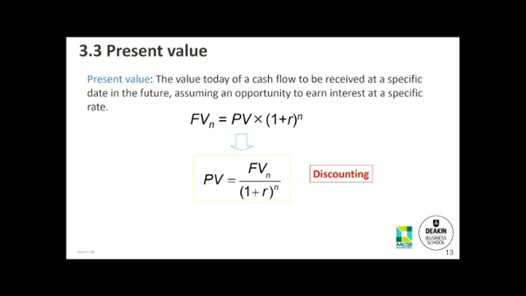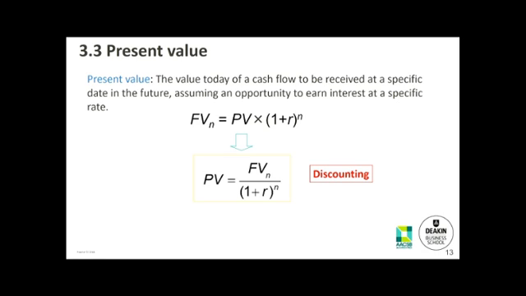If you look at the future value equation that we have in previous slides, all we need to do is to divide 1 plus interest rate to the power of n on both sides of the equation. What happened? If you divide 1 plus interest rate to the power of n on both sides of the equation, what happened? You will have a present value equation, right?